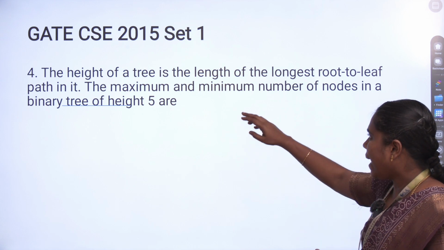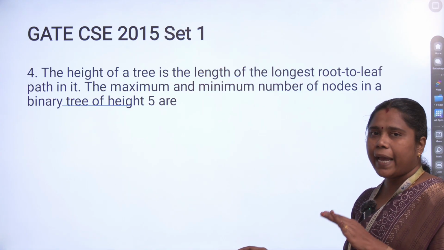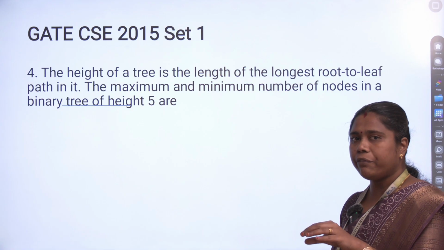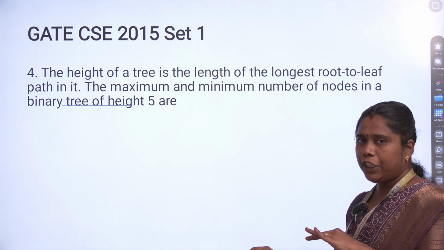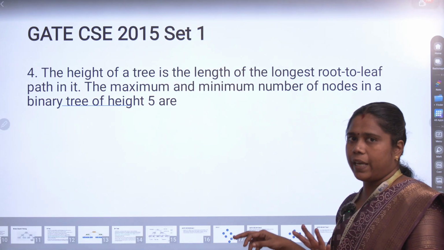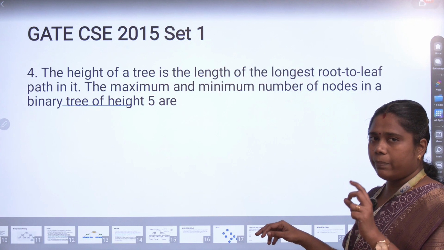Now the question is the maximum and the minimum number of nodes in a binary tree of height 5. So in the previous question, we were given the number of nodes. We were asked to find out the height of the tree. In this question, we are given the height of the tree, which is 5. We are going to find out the minimum and the maximum number of nodes present in the tree.